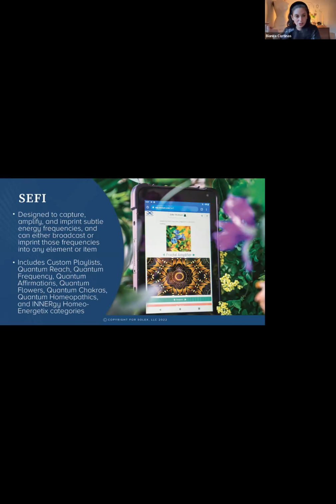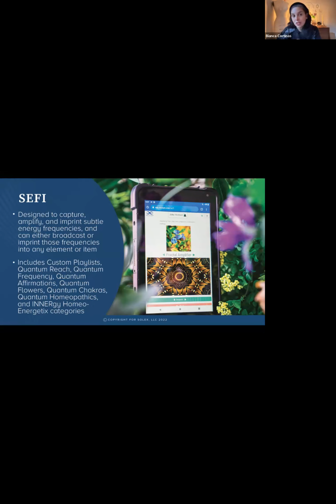The quantum reach, which is, I don't remember how to describe it exactly, but you can scan for it and it can tell you which quantum reach frequency is best for you. The quantum frequencies, that's where you're going to find all the different symptoms that you might have. Like the heartburn one that I've been using is in that quantum frequency list.